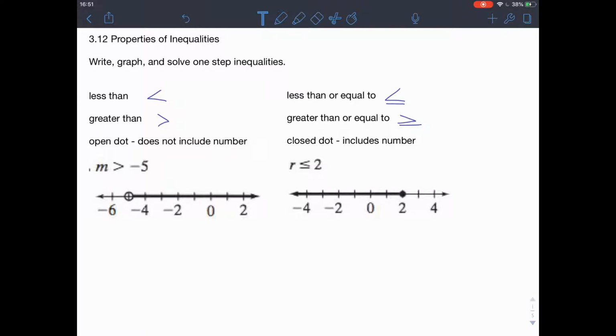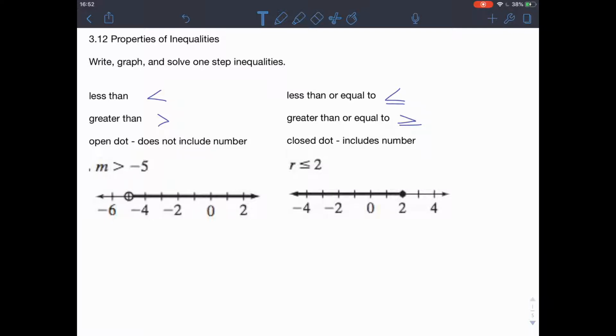So, remember that inequalities are any sort of relationship with numbers and variables where your expressions on either side are not equal. Instead of using an equal sign, we use the less than symbol, greater than, less than or equal to, or greater than or equal to. In addition, we will be looking at our solutions on a number line.